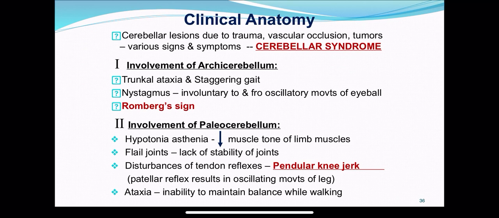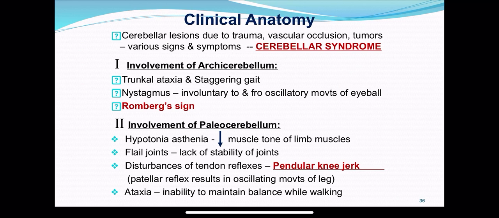Moving on to the most important and very interesting part of today's session, that is clinical anatomy. Cerebellar lesions can be due to trauma, vascular occlusion, tumors, which will result in various signs and symptoms known as cerebellar syndrome. If there is involvement of the archicerebellum, what is the function of the archicerebellum that we studied? Equilibrium or balance.